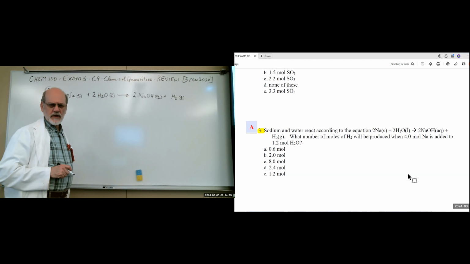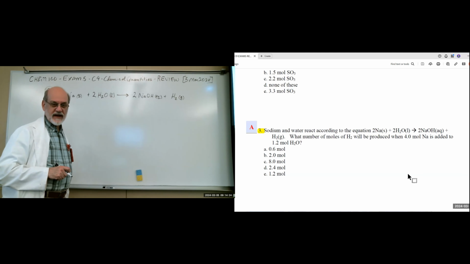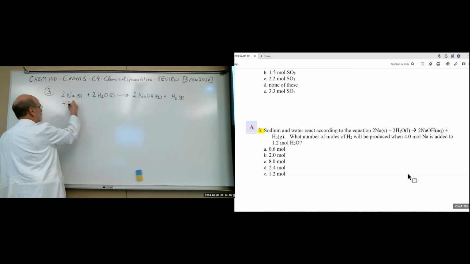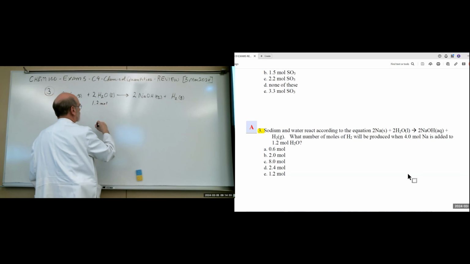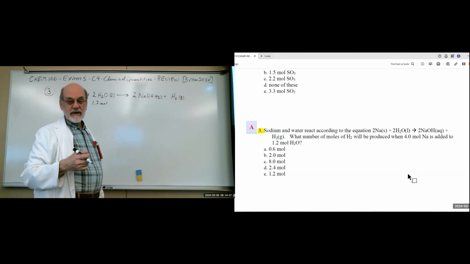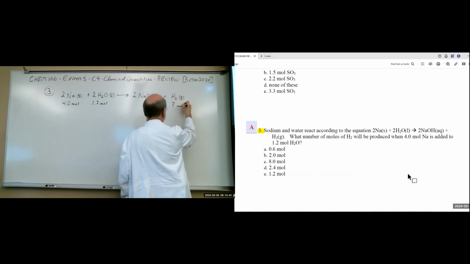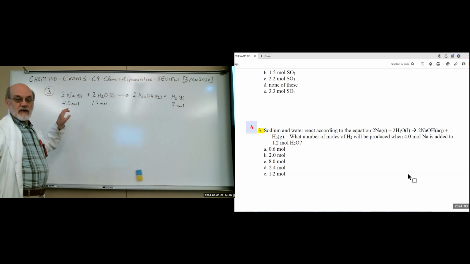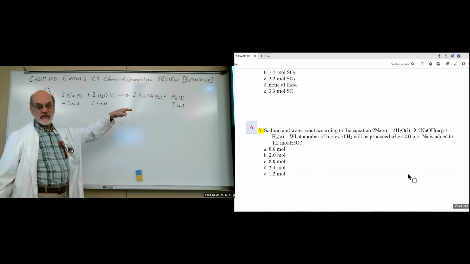What number of moles of hydrogen will be produced when 4 moles of sodium is added to 1.2 moles of water? So we're given 4 moles of sodium and 1.2 moles of water, and the question is, how many moles of hydrogen will be produced? Okay. So we have to find out which one's limiting. The limiting one will give us the answer.